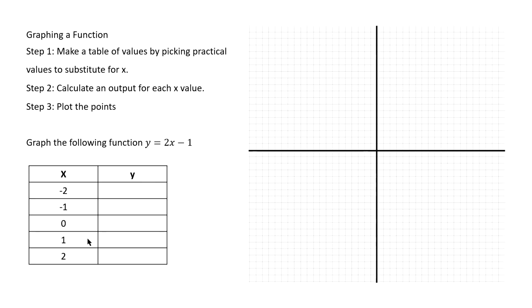Whoops, wrong way. So here are the points coming in to plot and graph where we are. That's my first point, -2, -5. Then I get -1, -3, 0, -1, 1, 1, and then 2, 3.